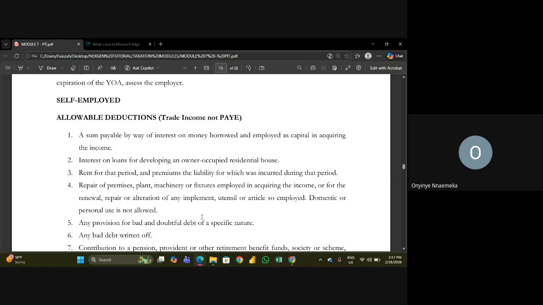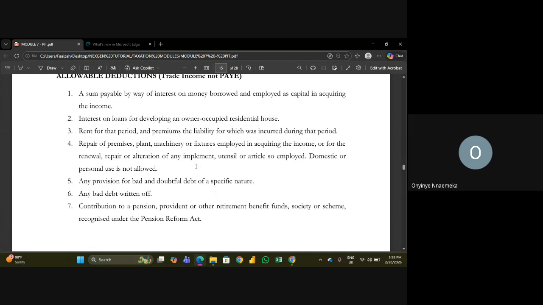Interest on loan for developing an owner-occupied residential house is allowable. It's the house that the owner lives in, but you took out a loan to build the house. This is a sole proprietorship, so it's not a business where you'll be separating the two. Rent for that period and premium liability for which it was incurred in the period. Rent for the period is allowed.